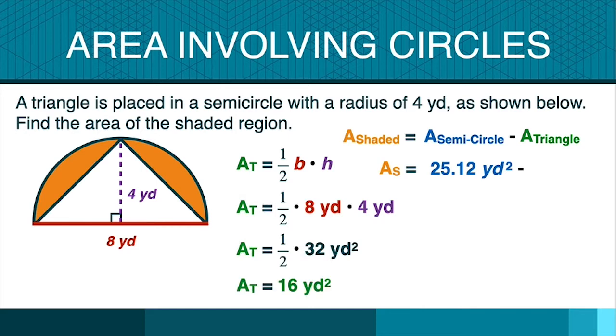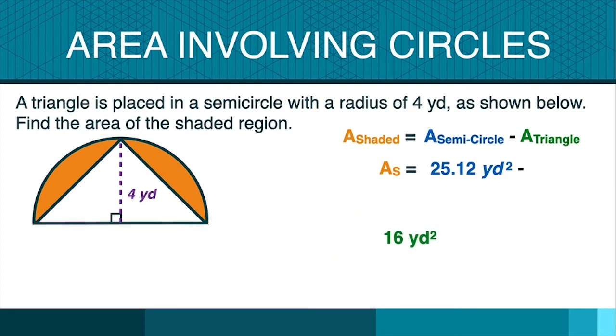Finally, subtract the area of the triangle, which is 16 square yards, from the area of the semicircle, which is 25 and 12/100 square yards, to find the area of the shaded region, which is 9 and 12/100 square yards.